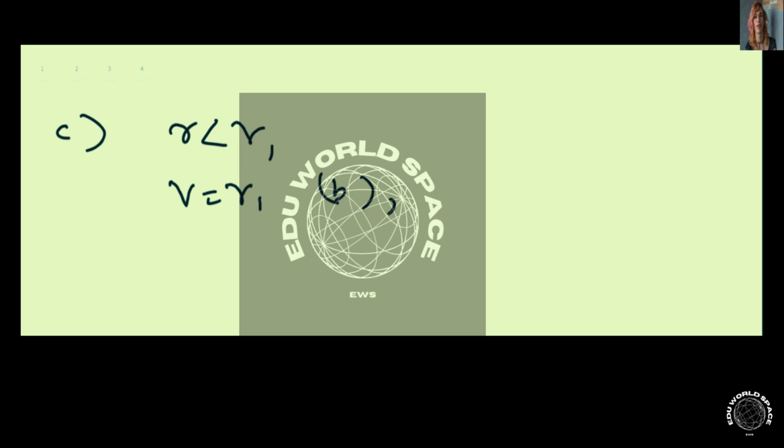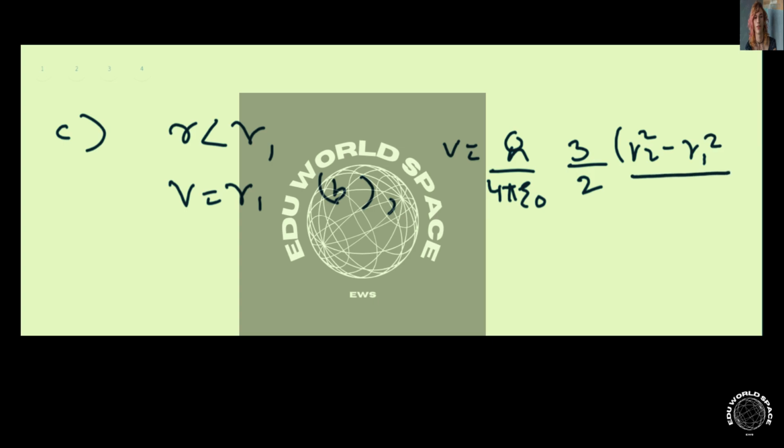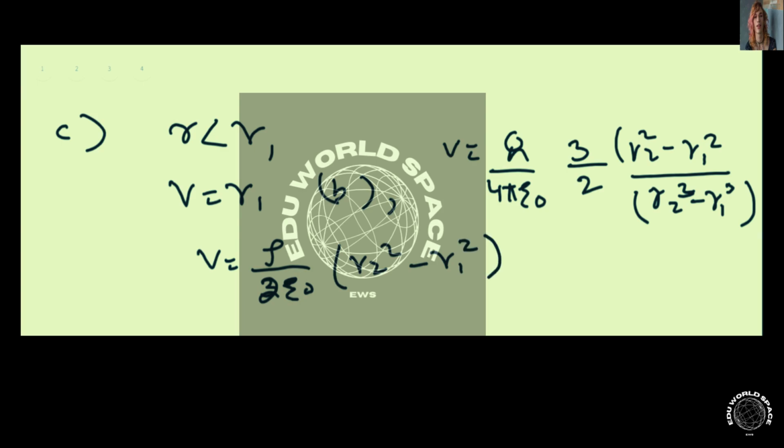After collecting terms, the result is V is equal to Q divided by 4 pi epsilon times 3 over 2 times (R2 squared minus R1 squared) divided by (R2 cube minus R1 cube). Or in terms of the charge density, we can write V is equal to rho divided by 2 epsilon times (R2 squared minus R1 squared).